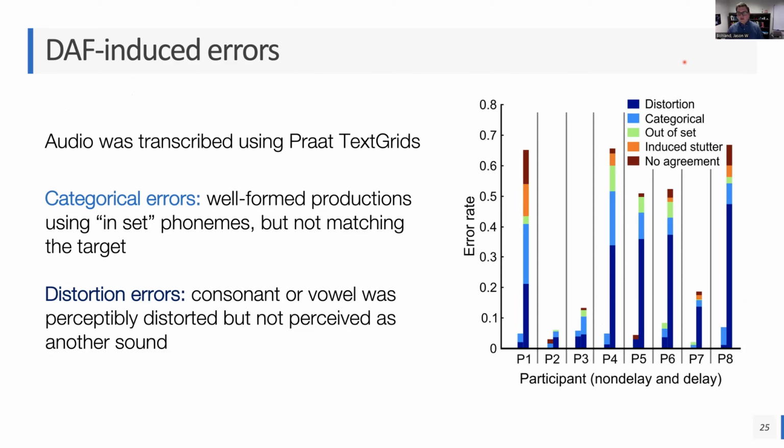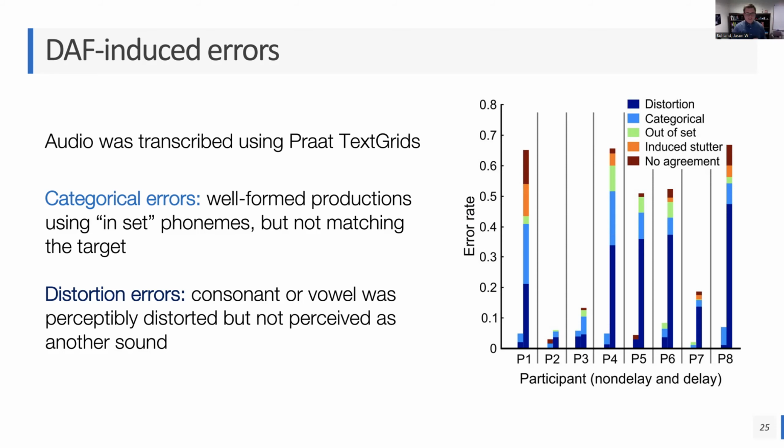So you can see these are the 8 different participants, and they were differently affected. Really, 5 of them made a lot of errors and 3 of them made a few less. We have a bunch of distortion errors, but a good number of categorical errors that our listeners heard as clean productions of the wrong sound, right? So these are our discrete sound errors.